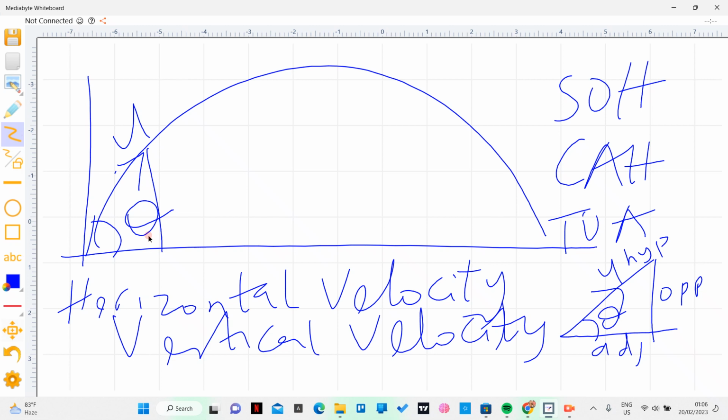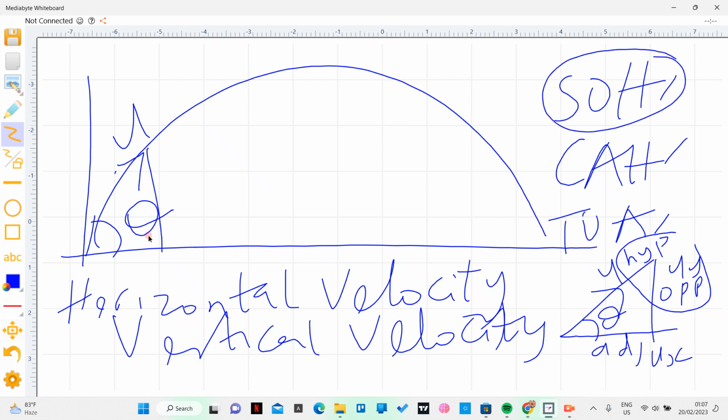Now we have this. Don't forget that the vertical plane represents the y plane, while the horizontal plane represents the x plane. So your adjacent, which is on the horizontal plane, will be represented with ux, while the opposite, which is on the y-axis, will be your uy. So to calculate your uy, which is your vertical component, uy is the opposite. You are given your hypotenuse, which is your u. Which of SOH, CAH aligns with this O and H?